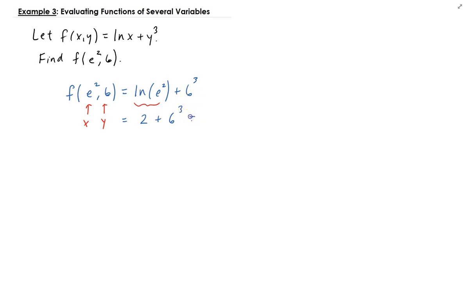So that is equal to 2 plus 6 cubed, which is 216. So we're going to get 218. So therefore, f of e squared 6 is equal to 218.